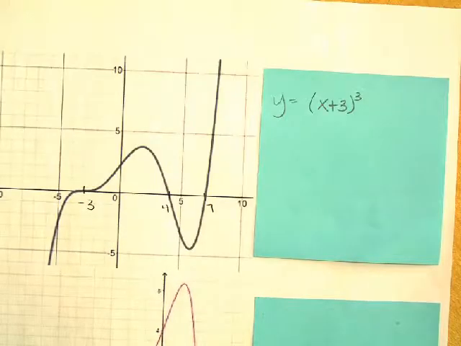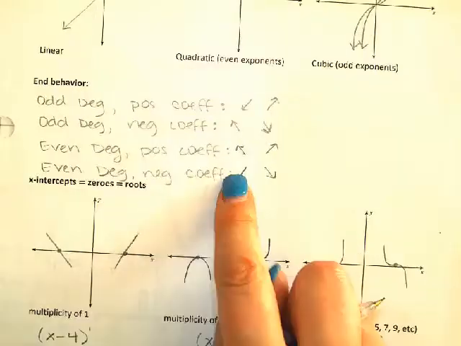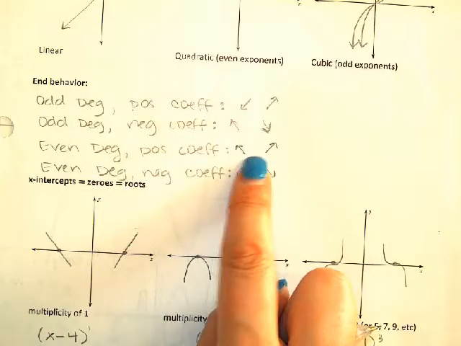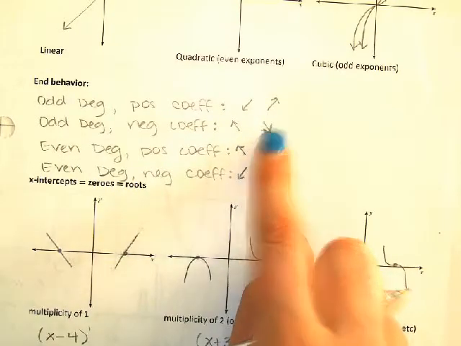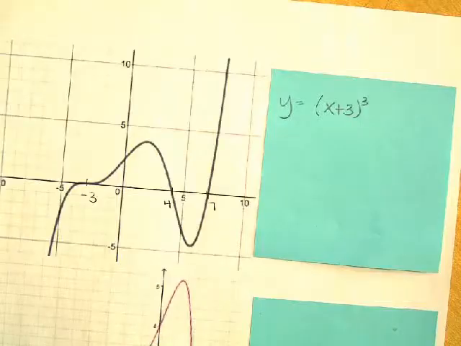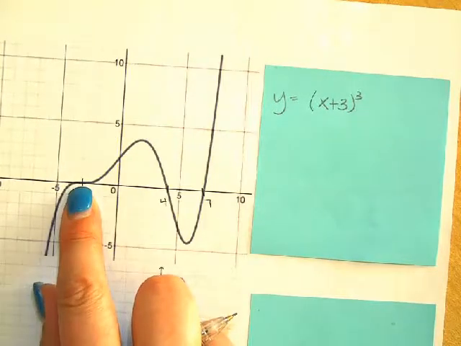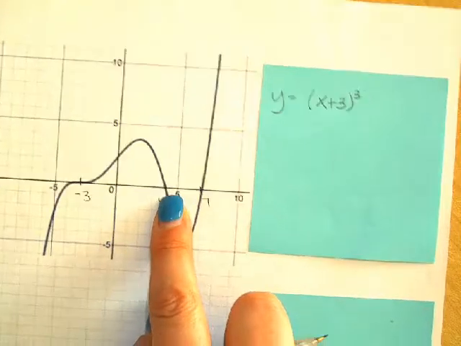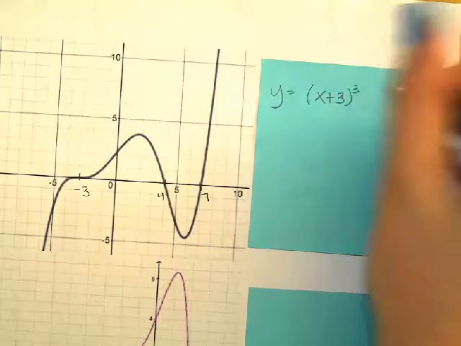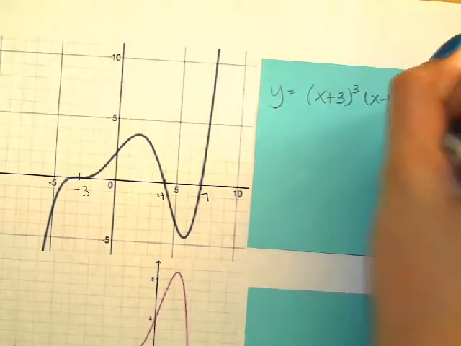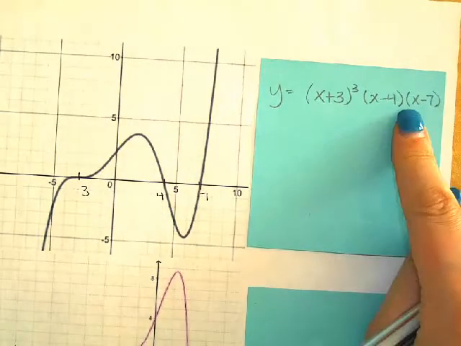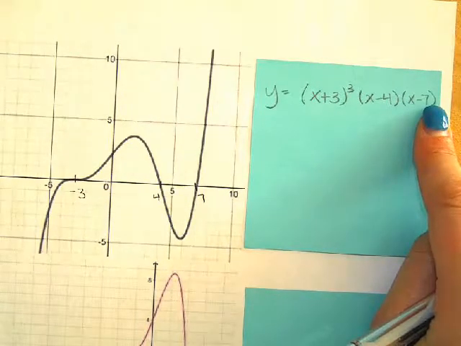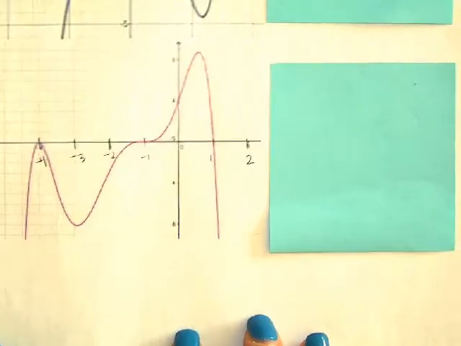So if we look at our notes, even degrees have arrows that go the same direction, up, up, or down, down. Odd degree have arrows that go opposite directions. All right, so we have x plus 3 to the third, and then what do we have? X minus 4, and then what do we have? X minus 7. And why did we not put exponents on those? Yeah, they're straight lines, they're both 1s. Okay, this will be the last one, and then we can get started.